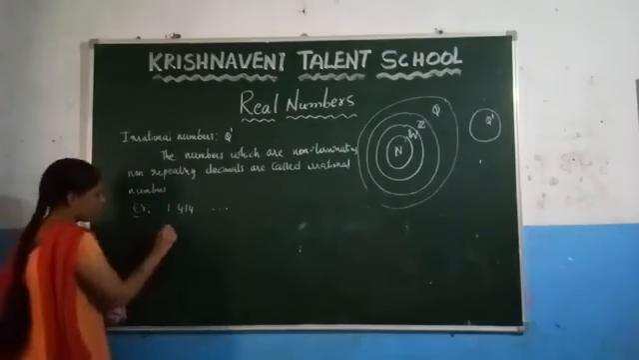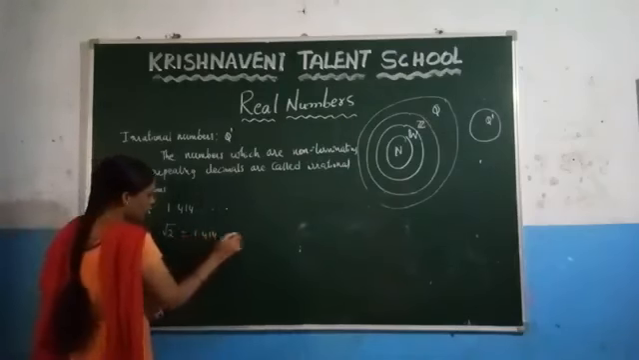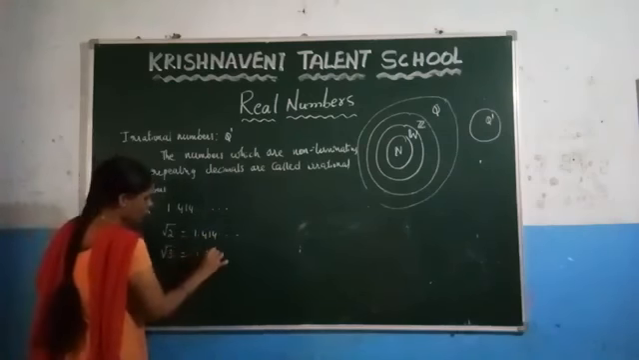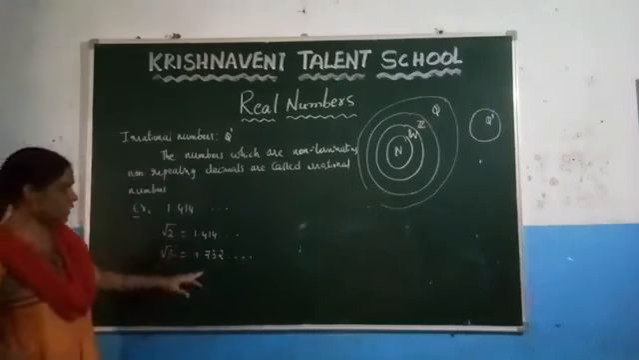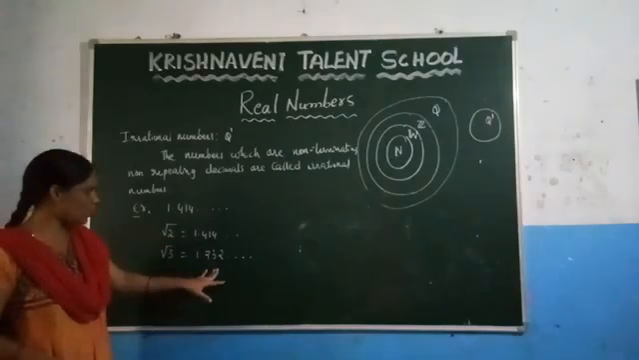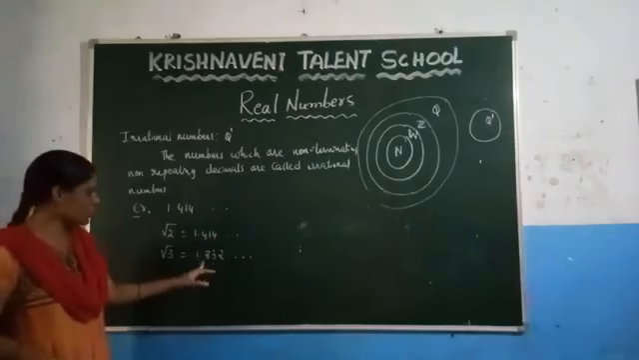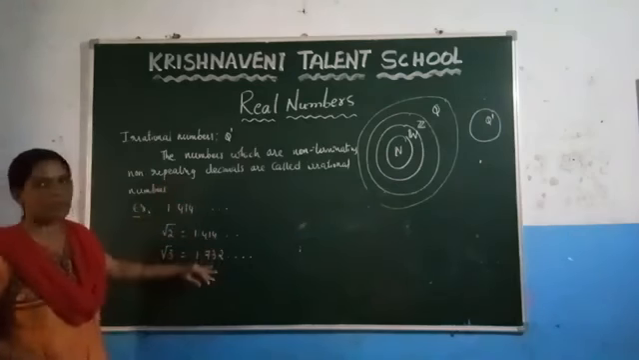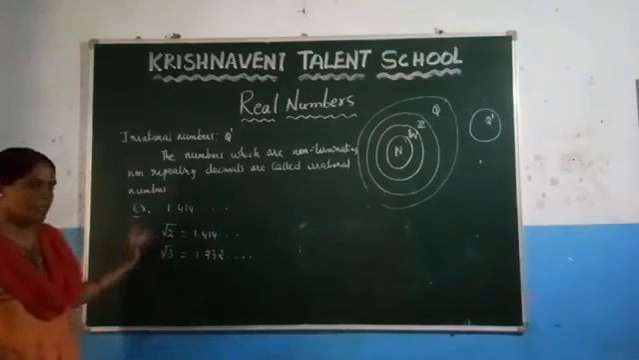So it is an example of an irrational number. Let us consider the value of root 2, which is 1.414. If you consider the value of root 3, what is the value of root 3? 1.732. Here you can observe that in these two examples, after the decimal point it does not have any end. It is a non-terminating decimal. And after the decimal point, no number is repeating here. So we can say that it is a non-repeating decimal. These are the examples of irrational numbers.